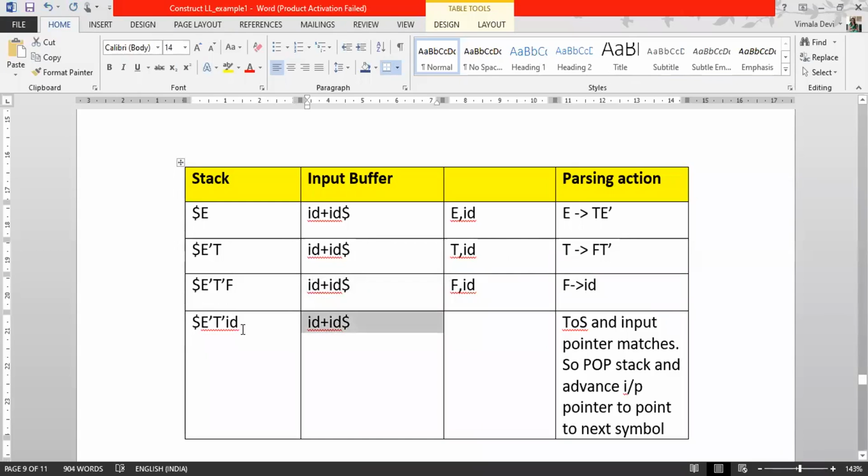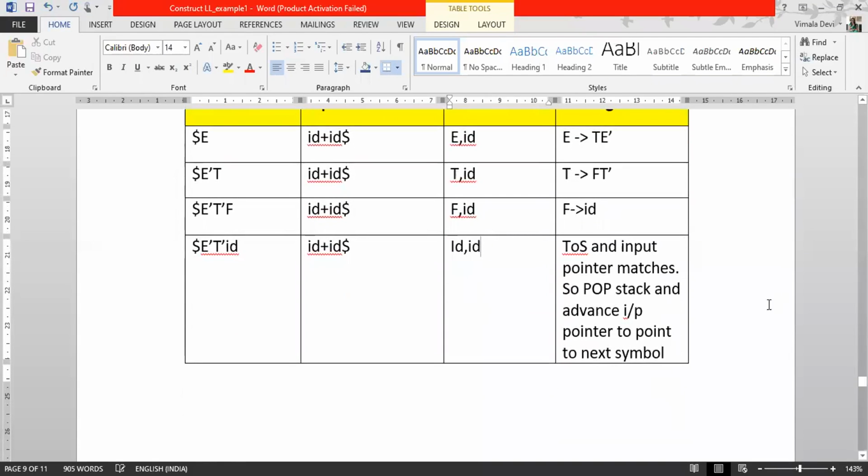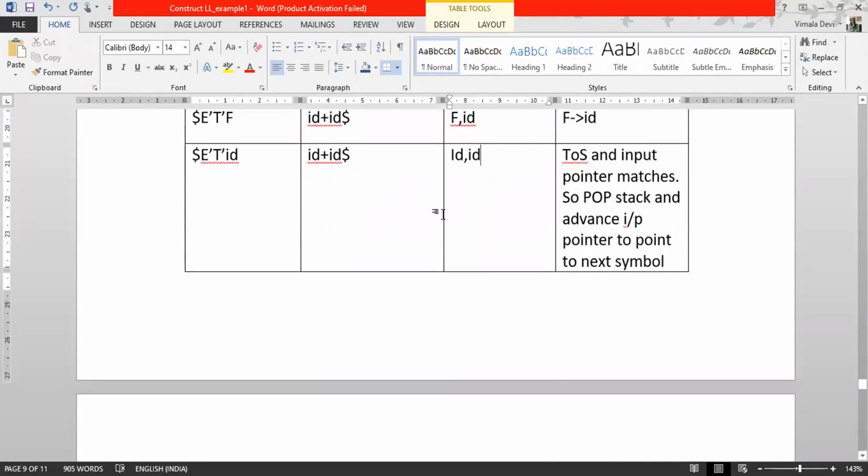Now check what is available at the top of the stack and what is the content of the input buffer. It is the same, ID comma ID. When the top of the stack and the input symbol become the same, what do we need to do? Pop whatever is available at the top of the stack and at the same time advance the input pointer to point to the next symbol. So this is the action taken by the parser. So what will happen at the next step?